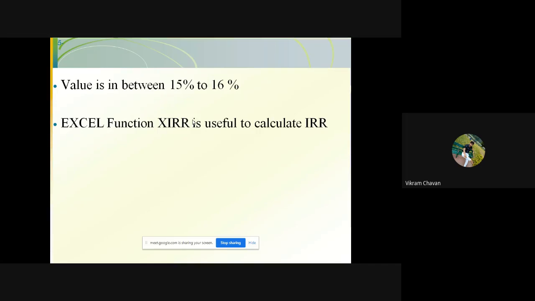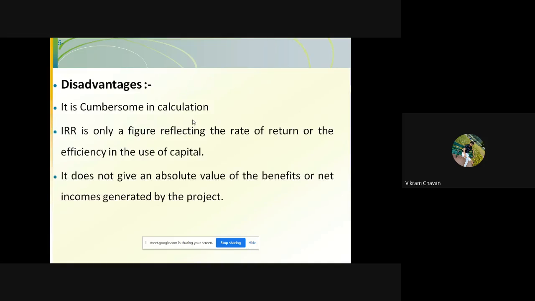Okay, we have seen the Excel function also, which is useful. With suitable data like dates and the cash flow for those dates, if you put it in Excel and use the XIRR function, then it is easy to calculate the internal rate of return for that data. Then we have seen the disadvantages also. Manual calculations are very tedious.